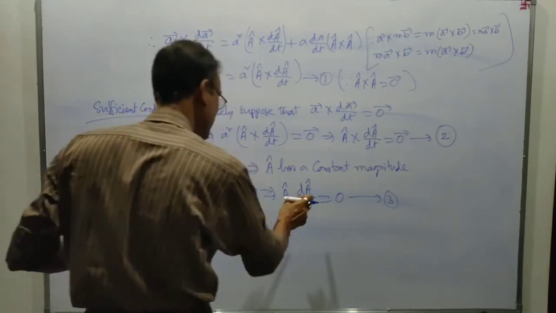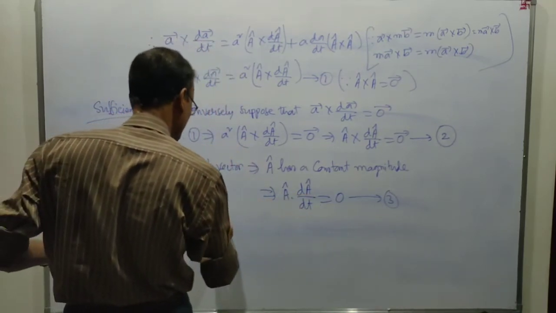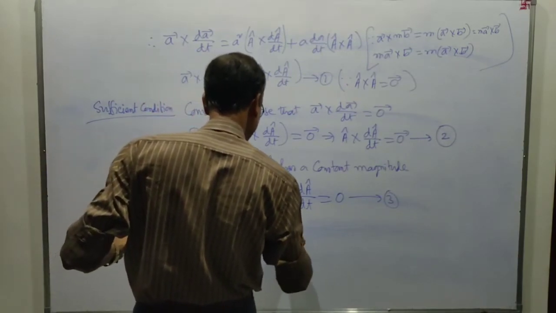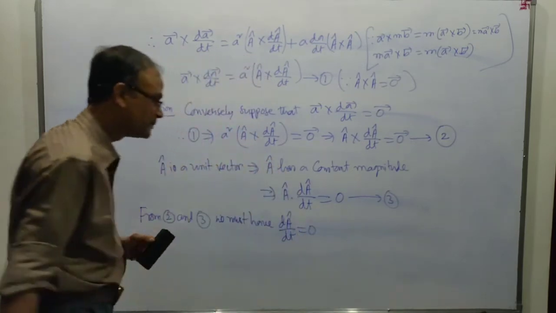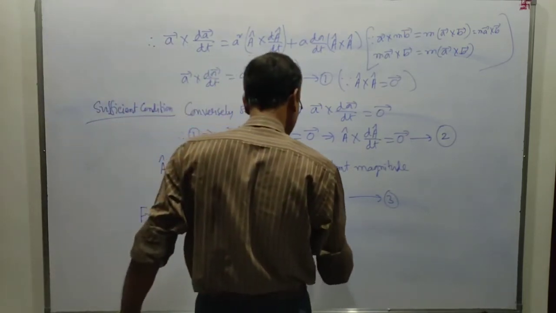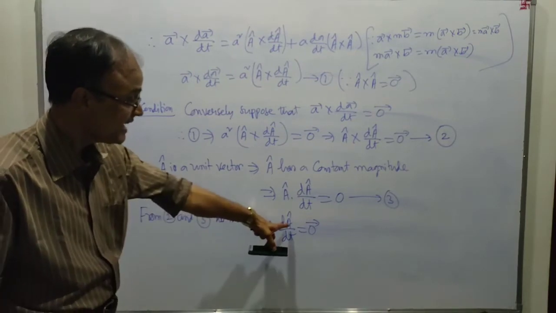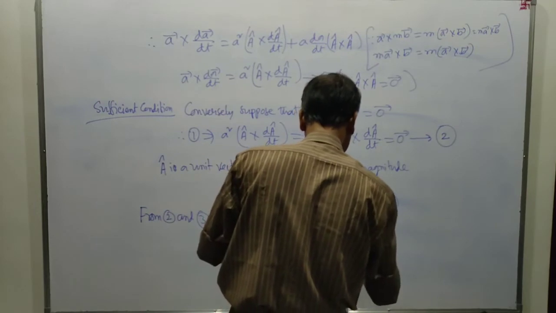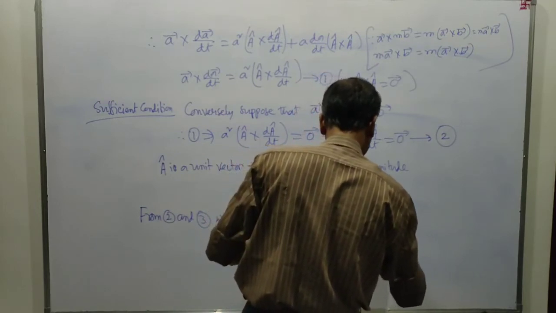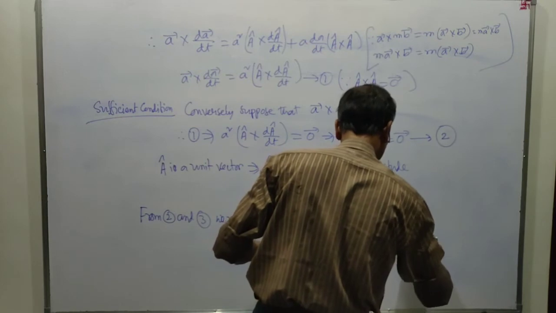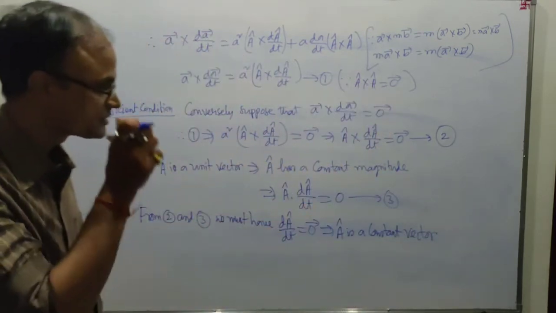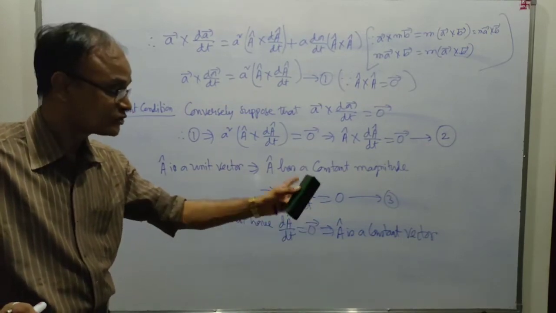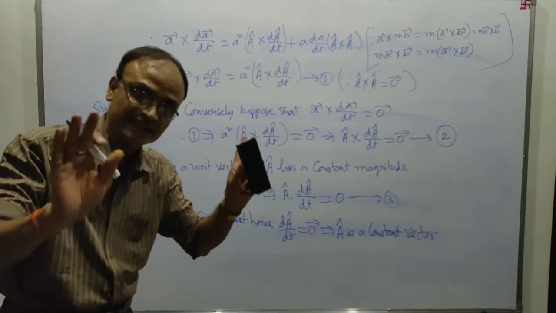Only, from 2 and 3, we must have only one possibility: dA cap by dt equal to 0 vector. This means a cap is a constant vector. This means that a cap has a constant magnitude as well as constant direction.